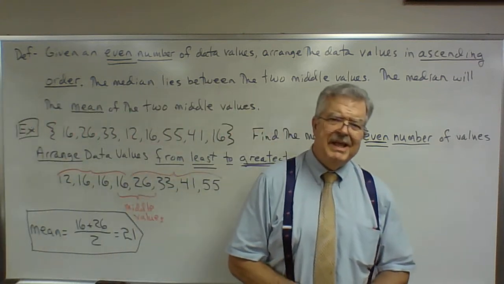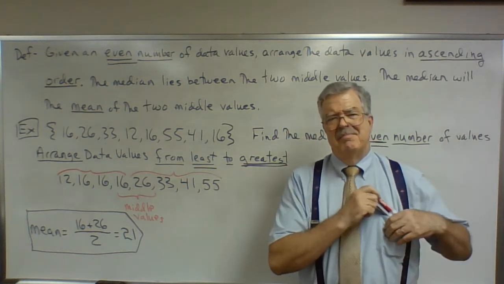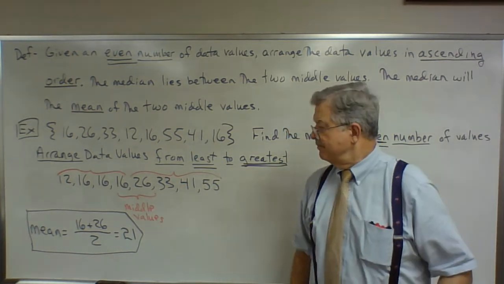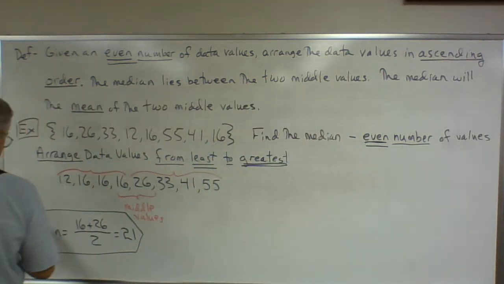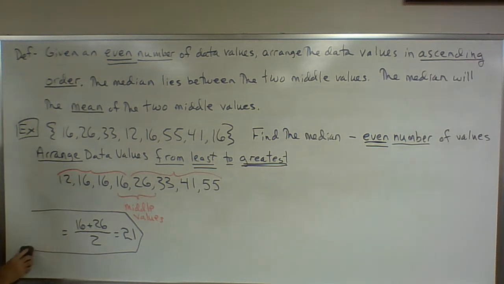Now, is there really any benefit to looking at the median? Oh, whoa, whoa, whoa. I misspoke. What did I do wrong here? I put something down that wasn't right. What I computed here was the mean of the two middle values, but that's my median. The median is the mean of the two middle values. So my median is 21.